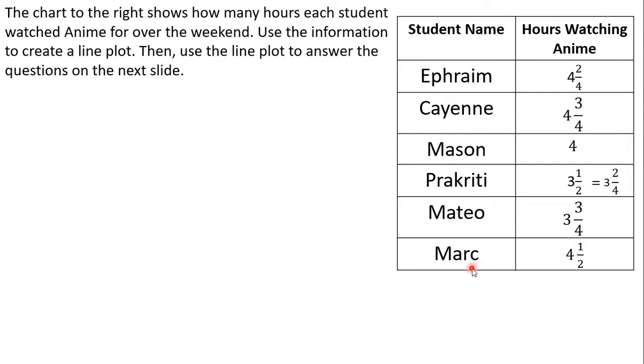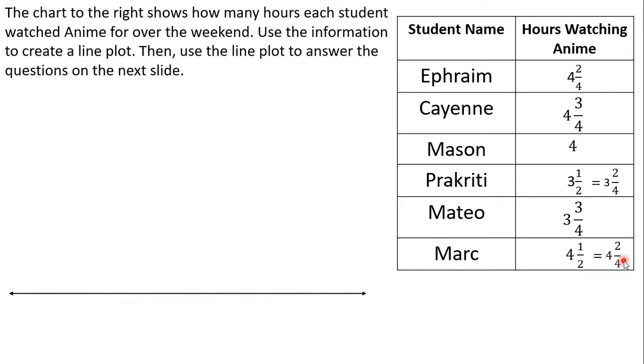Let's do the same for Mark. He watched for 4.5 hours. We can rewrite that as 4 and 2/4 hours. Now that all of our fractions have a denominator of 4, we can create our line plot and plot each of these points on the line plot.